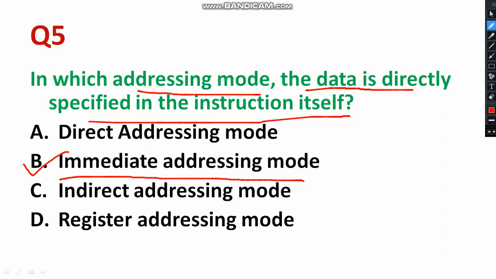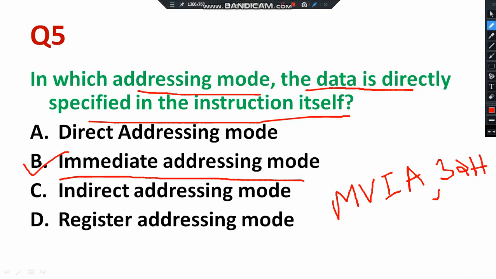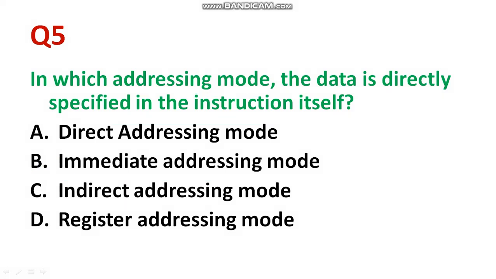For example, let me tell you one thing. MVI A, 32H. This is one of the examples of immediate addressing mode. So can you tell me why? That means the value, the content, is 32H, right? 32H will be moved immediately. MVI means move immediate to the accumulator. Okay, that is the word meaning of this. This is one of the examples of immediate addressing mode.